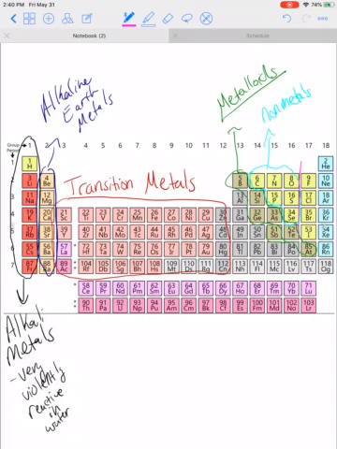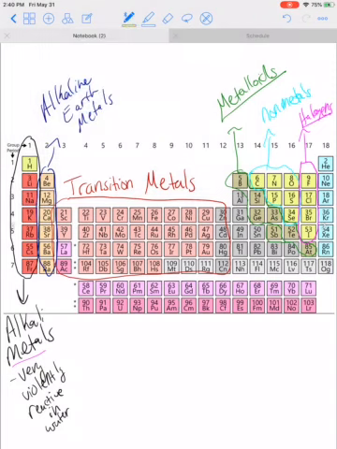Now this next family is just 17. This is a very important family. These are also non-metals, but they have a very special name of halogens. We call them the halogens. And the reason that they get a special name is because they are the most reactive non-metals that we have. The alkali metals are the most reactive metals, and the halogens are the most reactive non-metals, so they get a very special name as well.